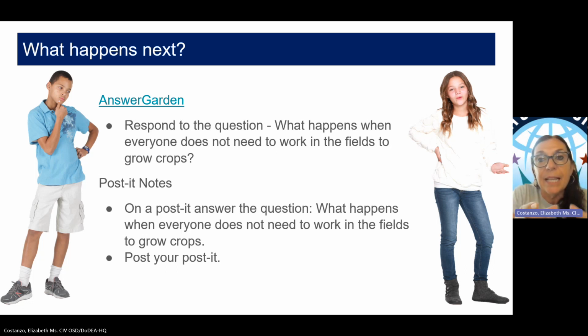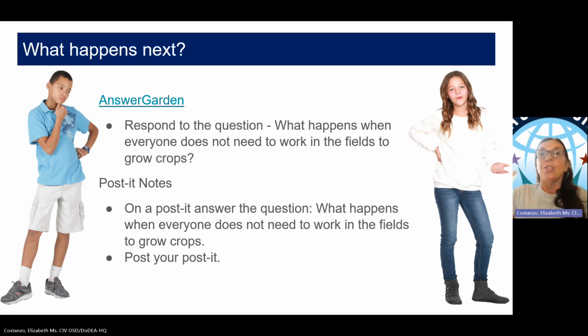This is still not our mini lesson. This is leading us into the mini lesson. They can either use the answer garden or they can use Post-it notes, depending on if you are on the computer or if you don't have the computers available. They are going to write down what they believe happens when everyone does not need to work in the fields to grow crops. So everyone contributes, everyone's learning, and this one should take you 2 to 3 minutes to have the kids put their responses in the answer garden.